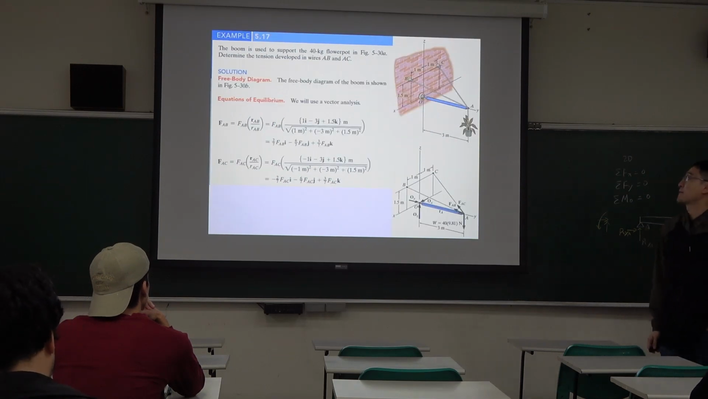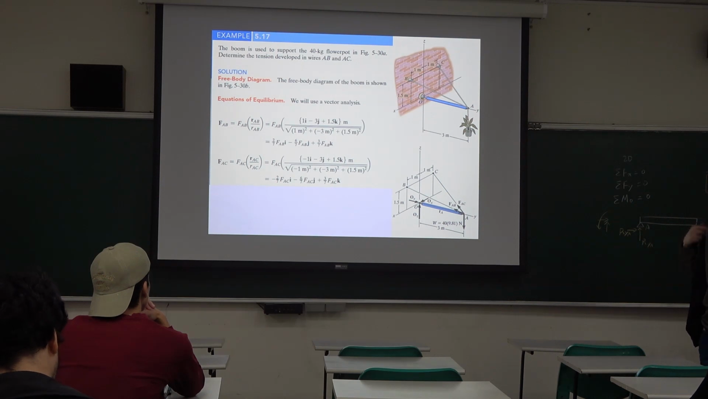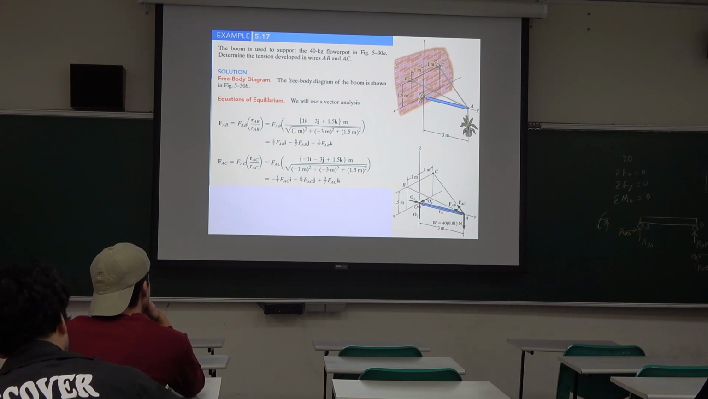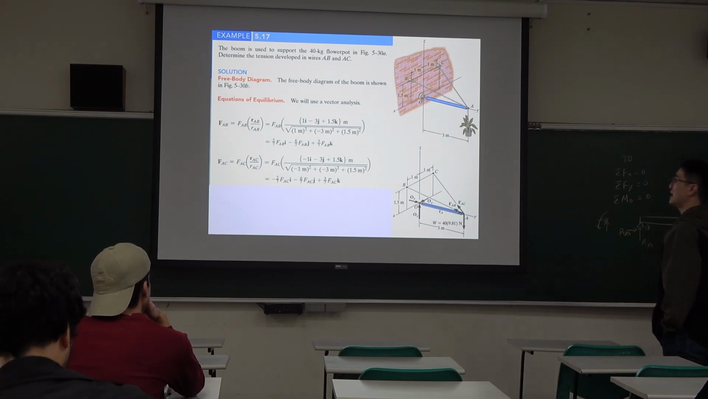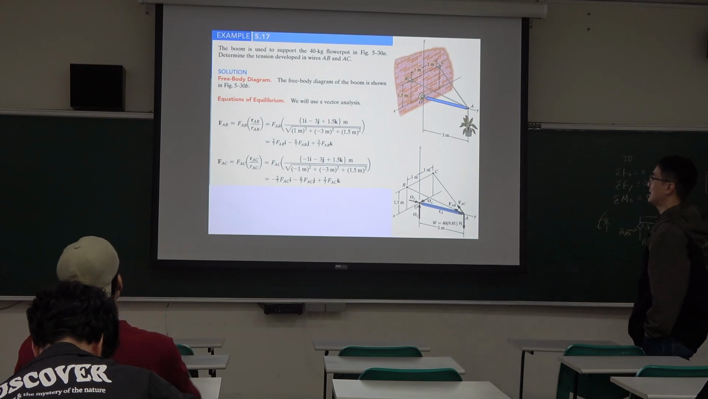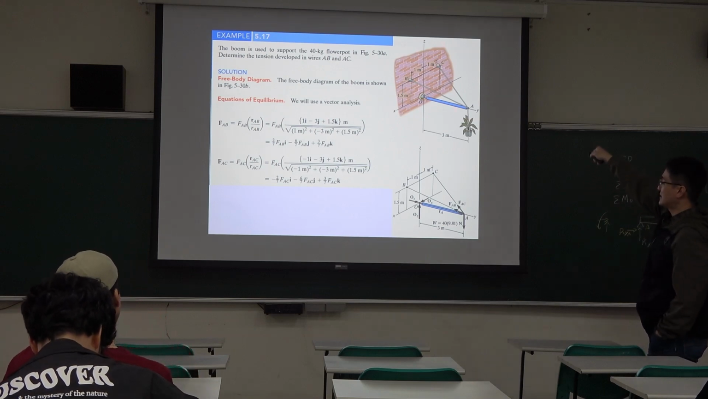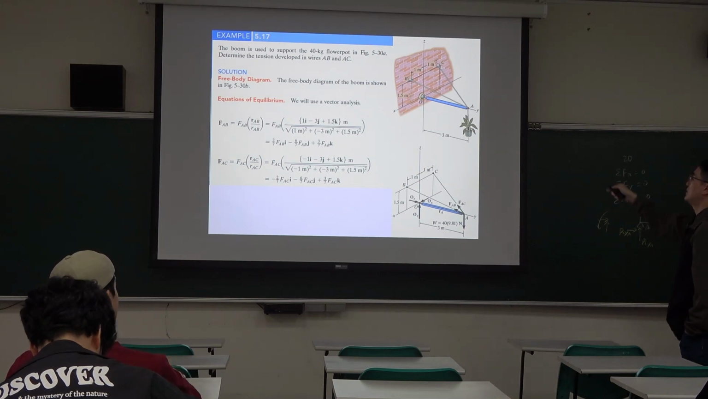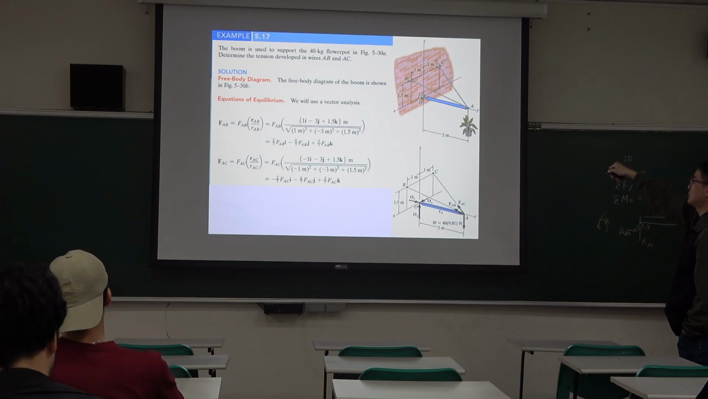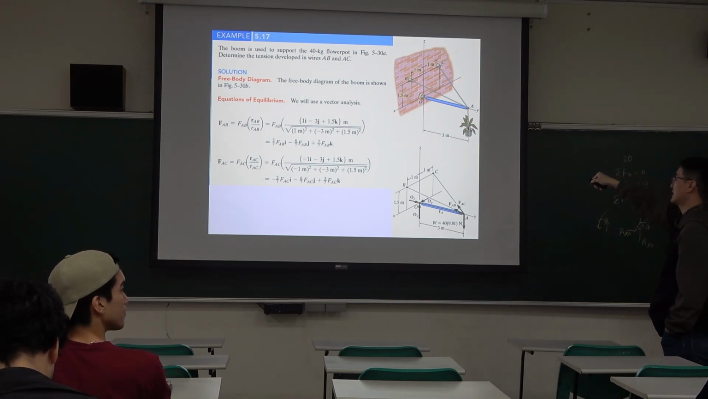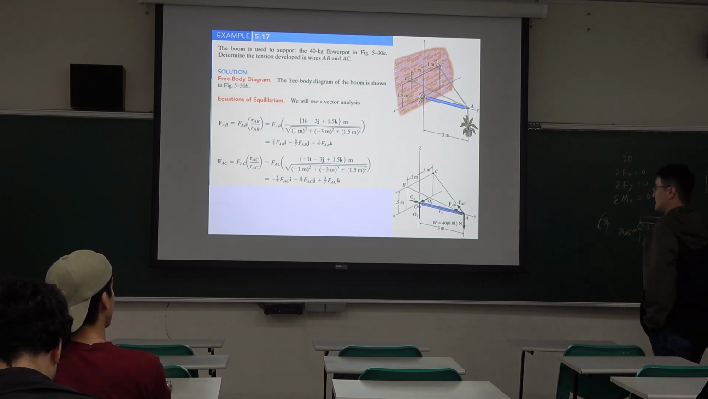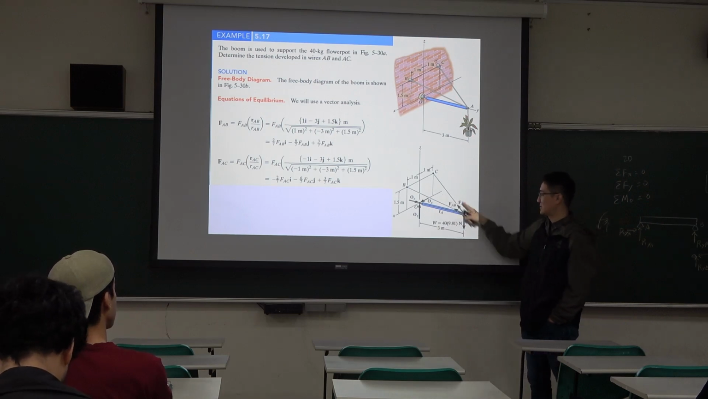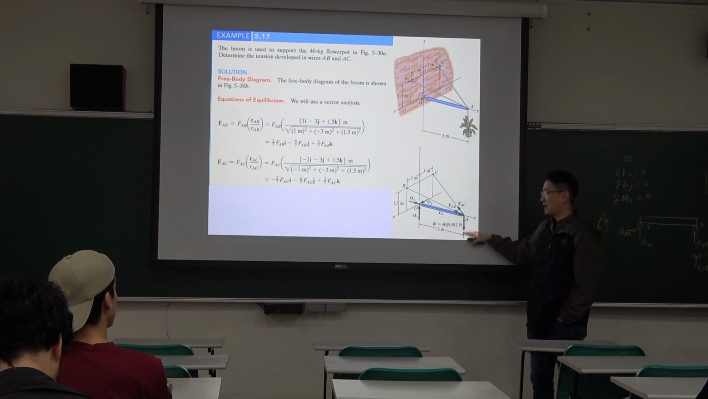So, next example, the boom is used to support a 40 kg flower pot. Determine the tension developed in AB and AC. Okay, so we have tension here, and here is a ball and socket support. Its free body diagram looks like this: tension, ball and socket support, flower pot.